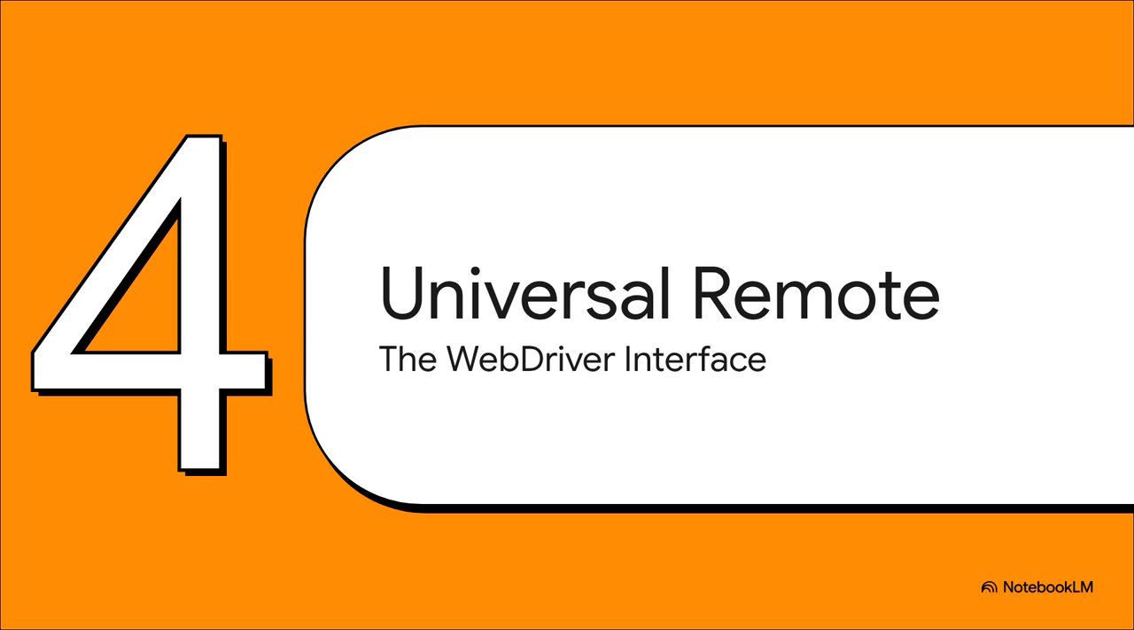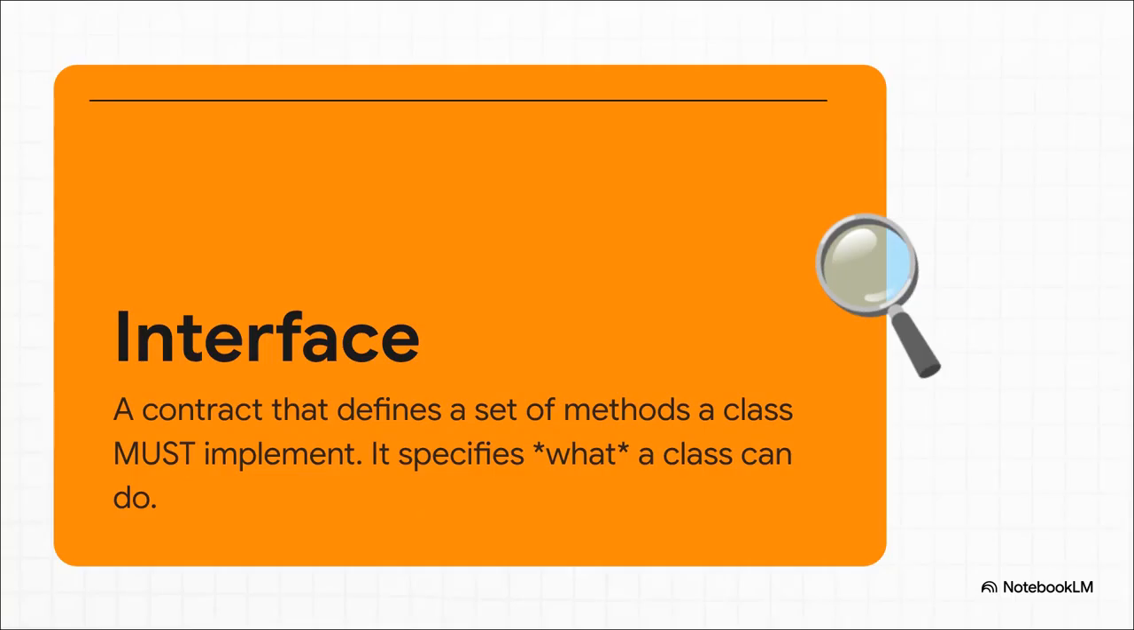The answer lies in a fundamental programming concept called an interface. And in the world of Selenium, the most important one you need to know is called WebDriver. So what the heck is an interface? Just think of it like a contract, or maybe a blueprint. It's just a list of rules. It says, hey, any class that wants to be one of me must provide these abilities. It defines the what, like having a .get method or a .click method, but it leaves the how up to each individual class to figure out on its own.